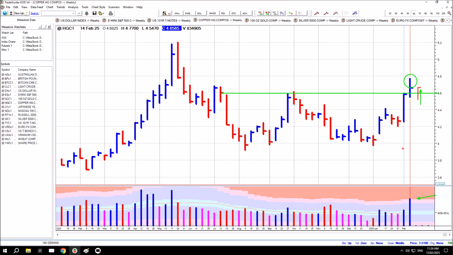The fact that price did close higher this week, despite the supply being drawn out, was a minor positive and suggests there is demand in the market.